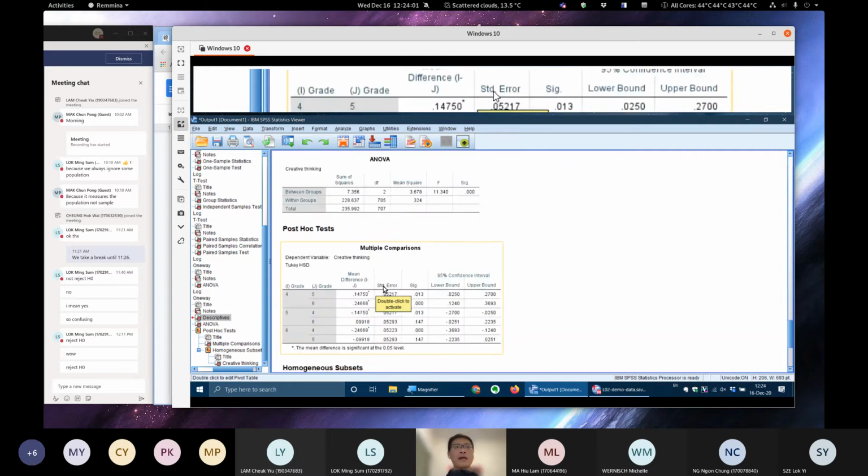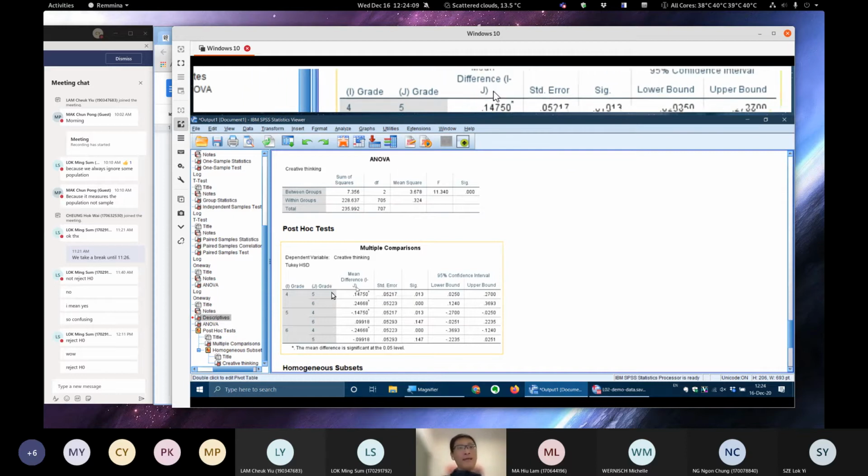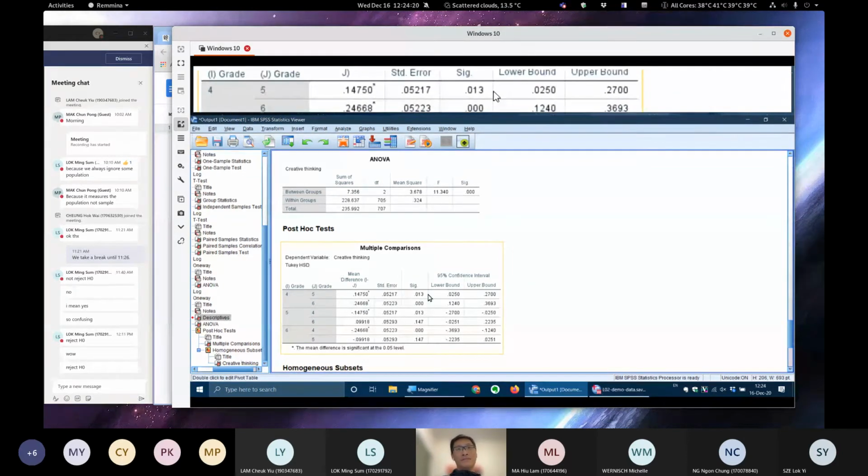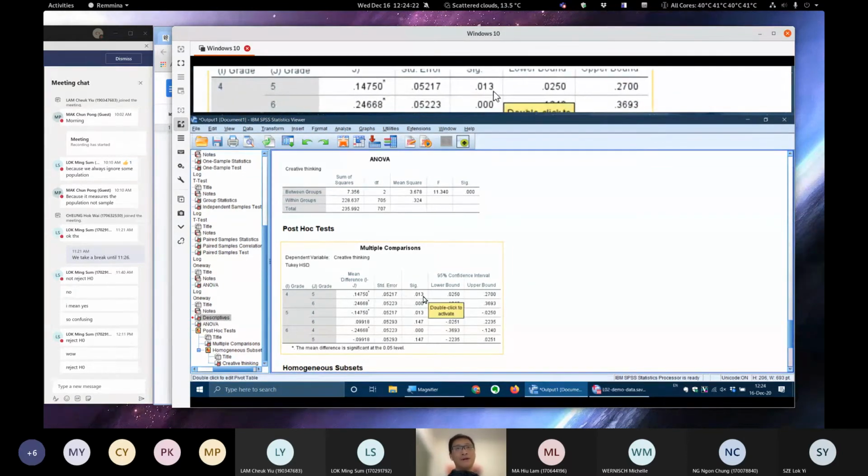Now, the conclusion is that at least one of the groups is different. So which one is different? We compare the groups pair by pair. On the first row here, we compare grade 4 and grade 5. And then we look at the p-value. The p-value is 0.013. This number is smaller than 0.05. So the conclusion is that grade 4 and grade 5 are different.